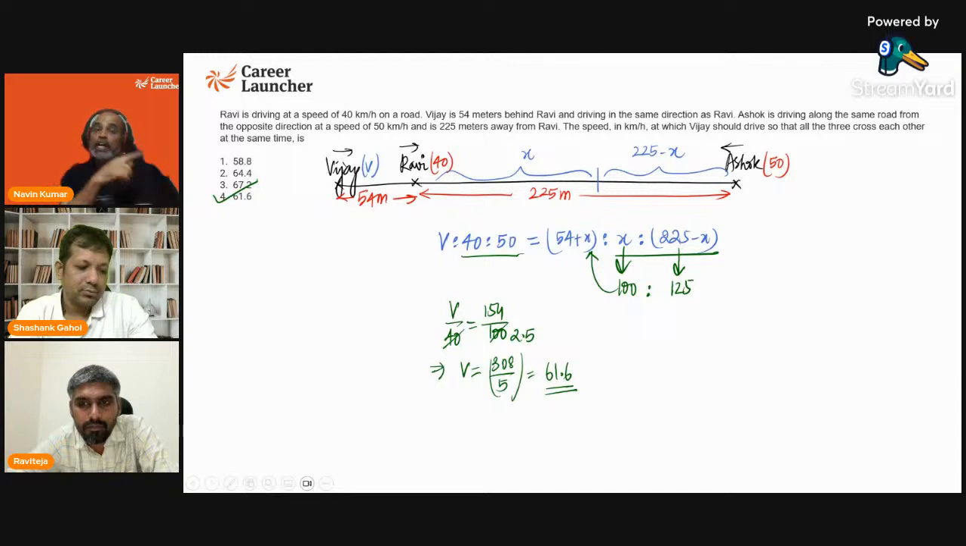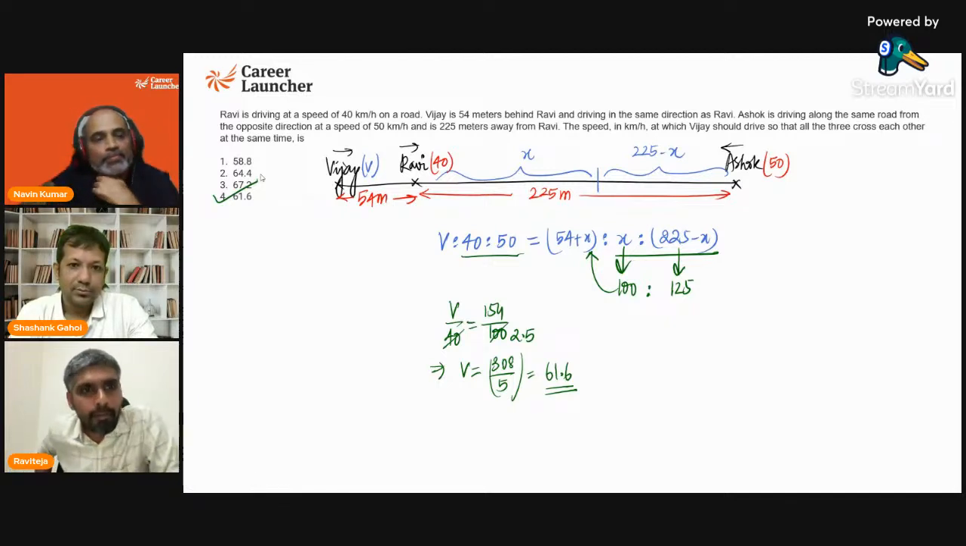So I did not have to calculate in how much time Ravi and Ashok meet. In that same time, Vijay has to cover what distance. I don't have to bring in time in order to get to the speed, because time is constant, so speed and distance ratios are directly proportional. So we can use that directly. What would you all like to do?